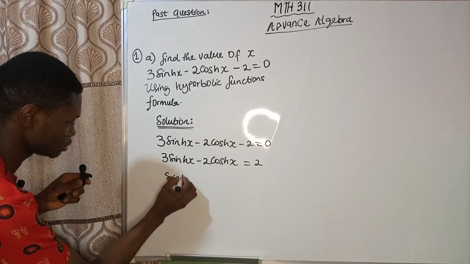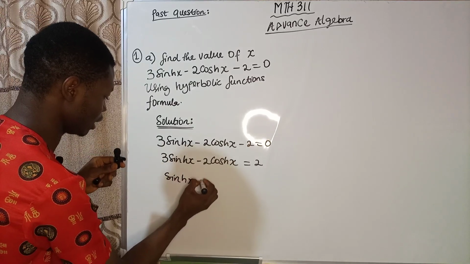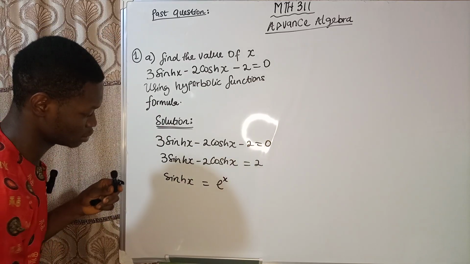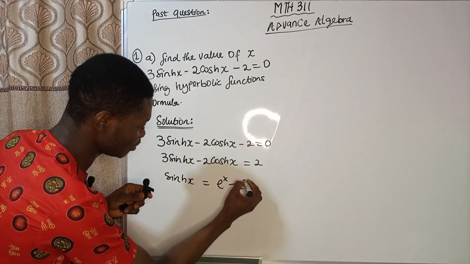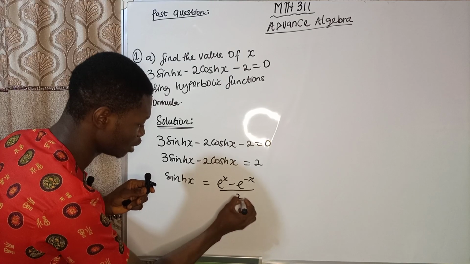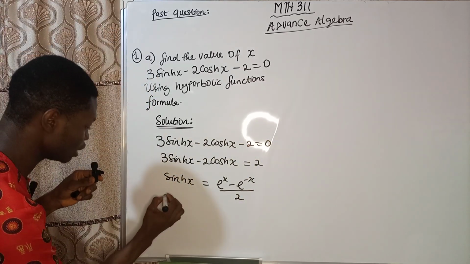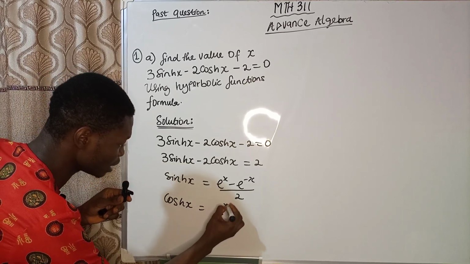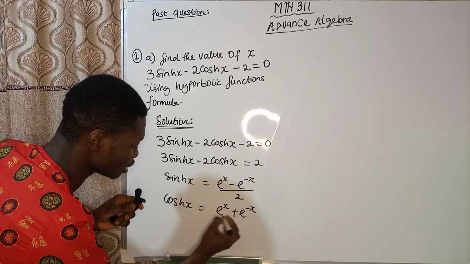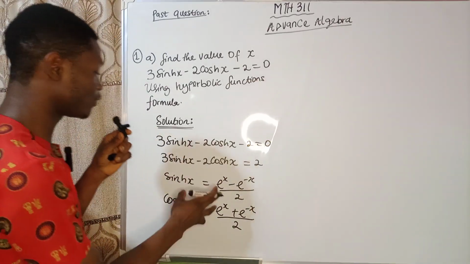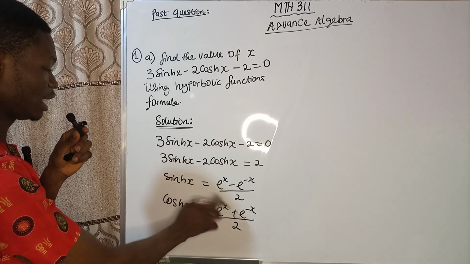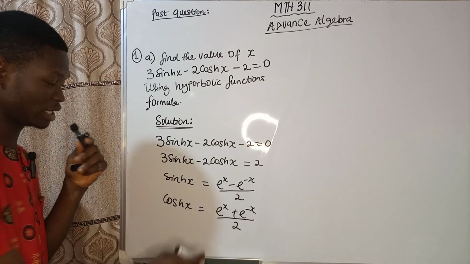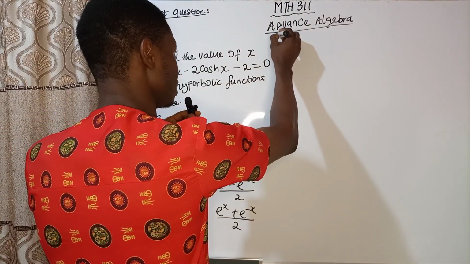We know that sinh x is equal to e raised to the power of x minus e raised to the power of minus x, all over 2. This is the formula for sinh x. Then cosh x is equal to e raised to the power of x plus e raised to the power of minus x, all over 2. The difference between these formulas is that sinh x has minus here, but cosh x has plus here.